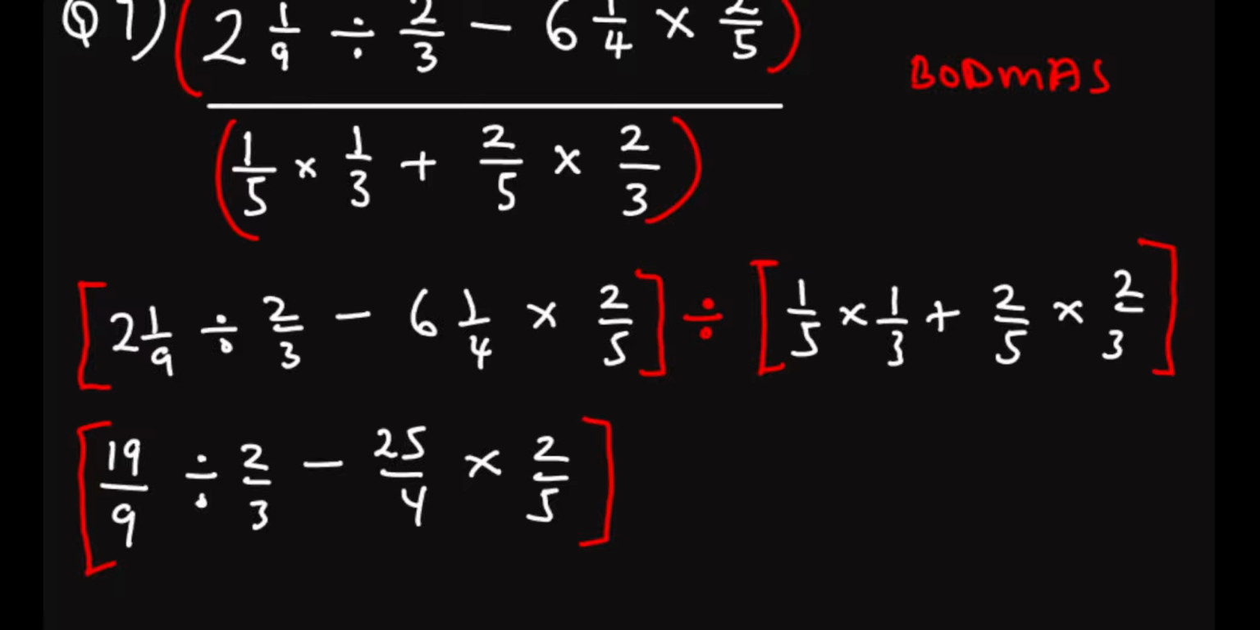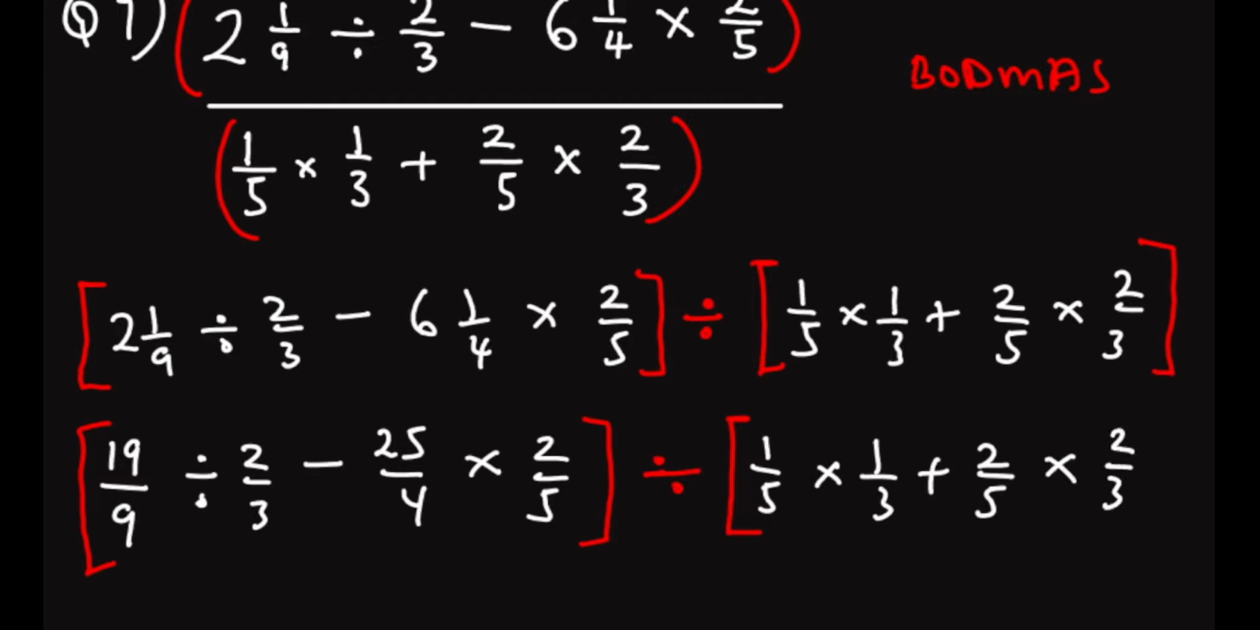Then we bring our division sign, divided by, here there's nothing to change, so we just repeat the entire fractions. So 1 over 5 times 1 over 3 plus 2 over 5 times 2 over 3. Then we close the bracket like that.